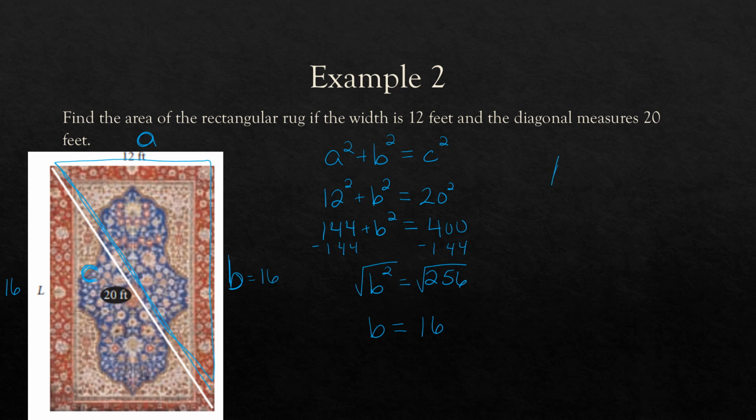Now, to find the area of the rectangle, we're going to multiply 12 times 16, the shorter side times the longer side. That gives us 192. Both of these were feet, 12 feet by 16 feet, so our area is 192 feet squared.